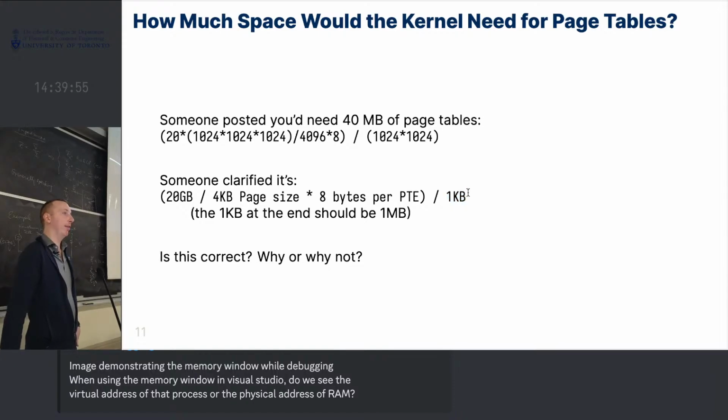So is this correct or not? What do we think about this? They just changed this and said, oh, it's 1 kilobyte, but 1024 times 1024 is actually 1 megabyte. So they just said it wrong.